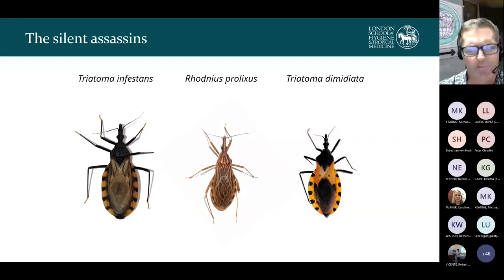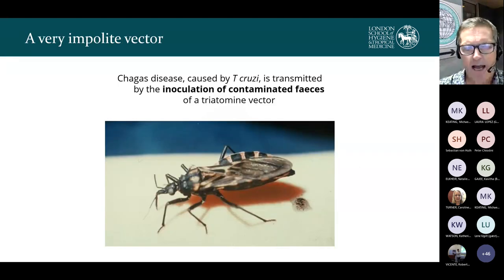These are three beautiful examples of the vectors that transmit this disease in endemic Latin America. We've titled this slide The Silent Assassins because these bugs come out at night, as Xavier will explain in a moment, and bite without you feeling the bite. You feel irritation at the bite site sometime later, but the bite itself is painless. And what they have is the potential to transmit a potentially fatal infection to you. The bite itself is not the route by which the parasite is transmitted.